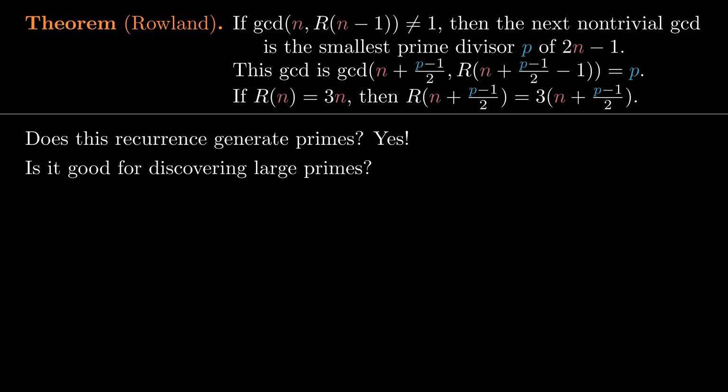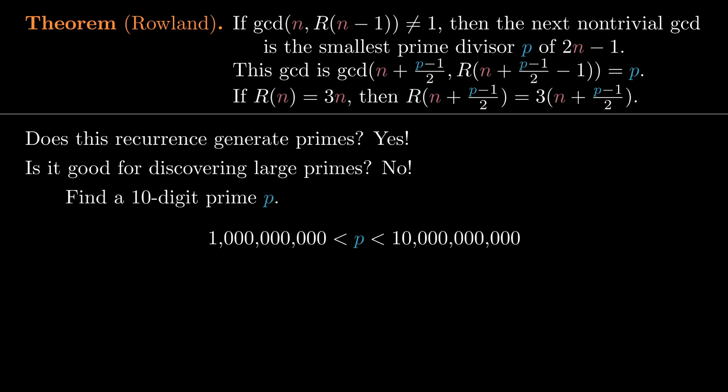But if you're trying to discover large primes, is this a good way to do it? No. Running the recurrence is actually a pretty bad way to discover large primes. When the GCD is a prime p, that GCD shows up only after p minus 1 over 2 steps where the GCDs are all 1, which is quite a lot of steps. For example, suppose we wanted to find a 10-digit prime. Every 10-digit prime is between 1 billion and 10 billion. So we'd have to run the recurrence for at least 500 million steps before seeing a 10-digit prime.